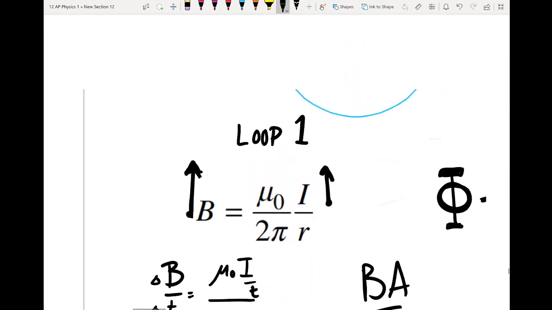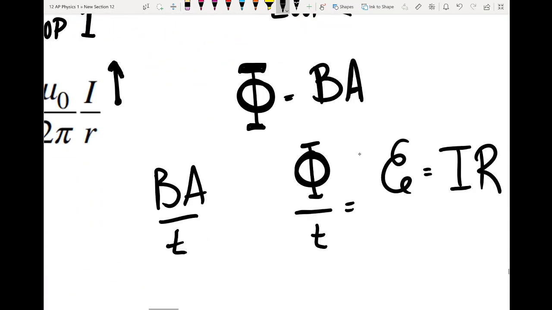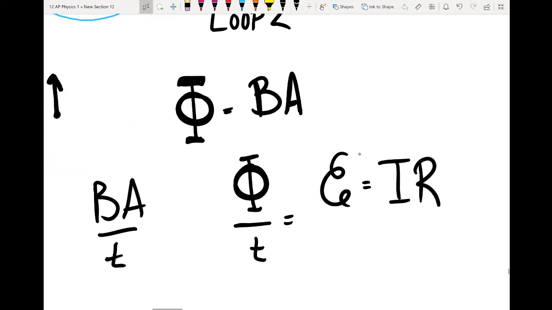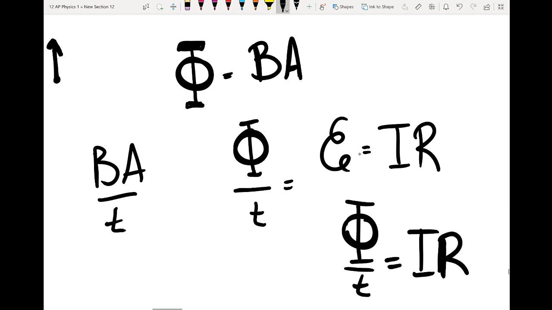And now we're going to jump over to loop 2. We're saying loop 2 is starting to get this flux going through it. It's starting to get this magnetic field going through its area. And we said that this changing flux is going to induce a voltage, an EMF. And we know that V equals I times R. So if we change our magnetic flux over time, we induce some sort of current I. And that's what we want to look at. We want to see, is this I increasing or is it constant?